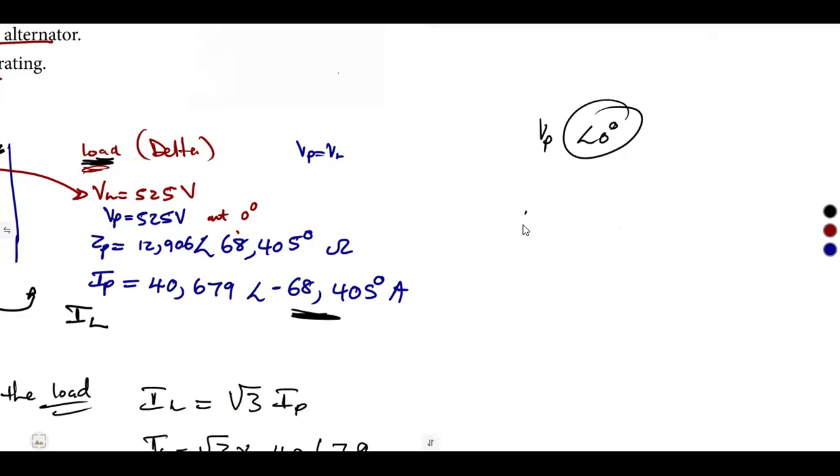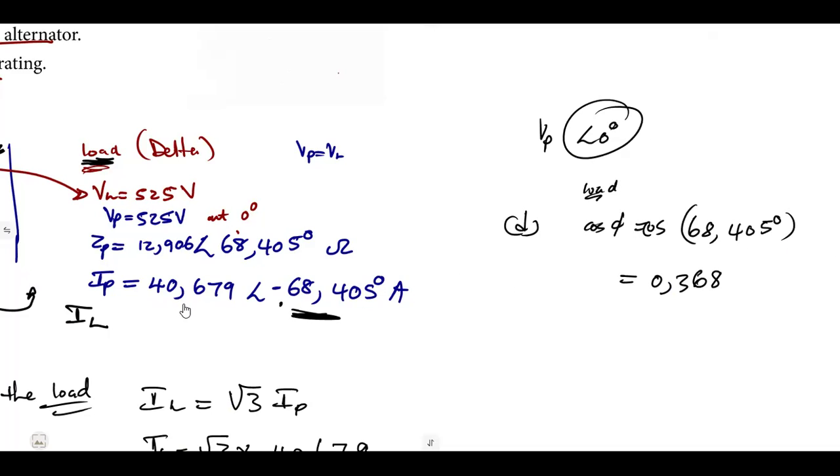So our power factor was going to be what on our load? Remember, they said on the load. So we need the power factor on this side of the load. So that's going to be cos of the angle. So the angle there is 68.405. Do not worry about that negative, guys. Cos is not affected by that negative. Just calculate cos of the angle. That's 0.368. So that's our power factor.